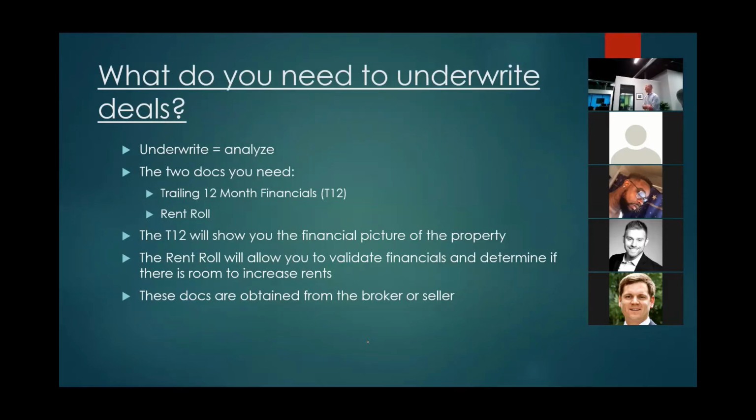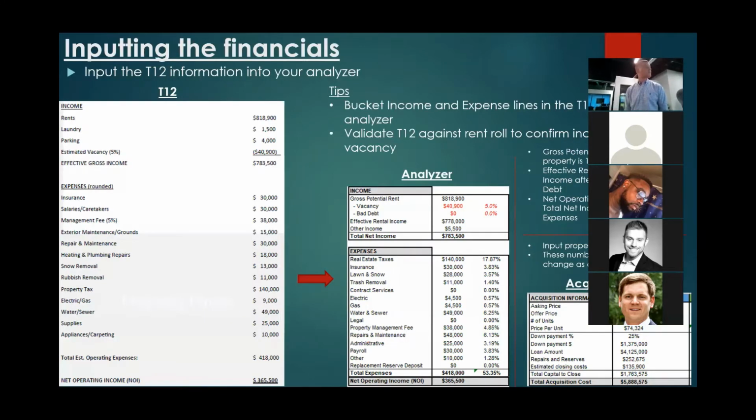The rent roll will also allow you to determine if there's room to increase rents. Obviously, that's a main strategy when you come in: can we boost the rents at all? You can do your own analysis to determine, if you bump these units $50, what does it look like? Those documents you'll usually obtain from the broker or the seller, depending on who you're working with. So those are the two documents you need to analyze the deal.